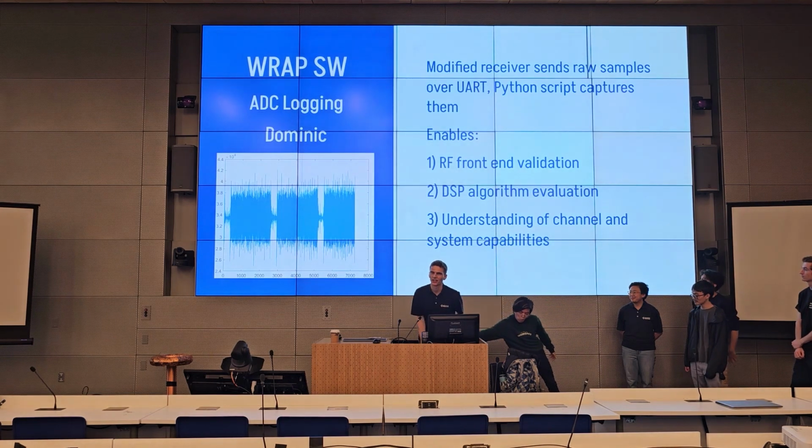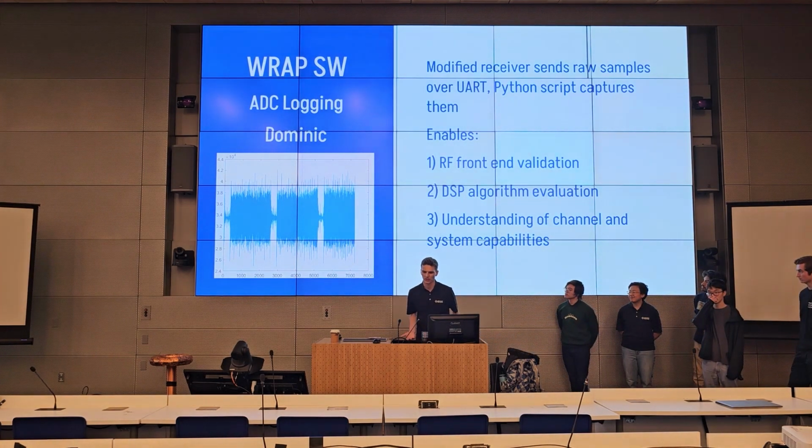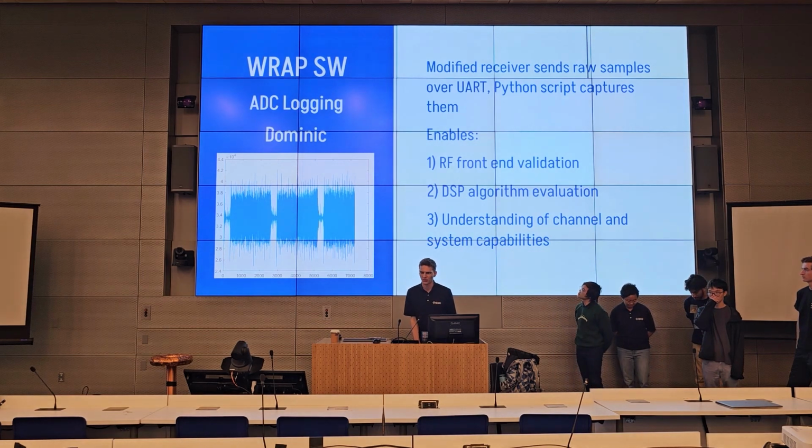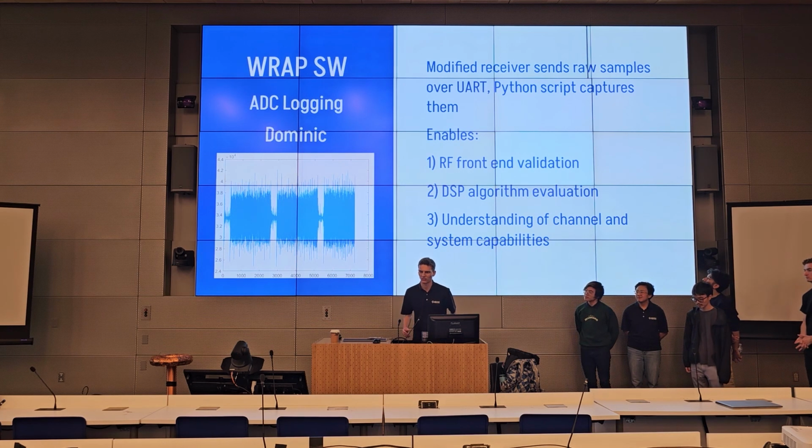Hi, I'm Dominic, and I'm just going to talk briefly about some of our recent efforts to log more raw data. So basically what I did was modify our existing receiver code to send the raw samples from the ADC over UART, and then I wrote a script to capture those on the computer.